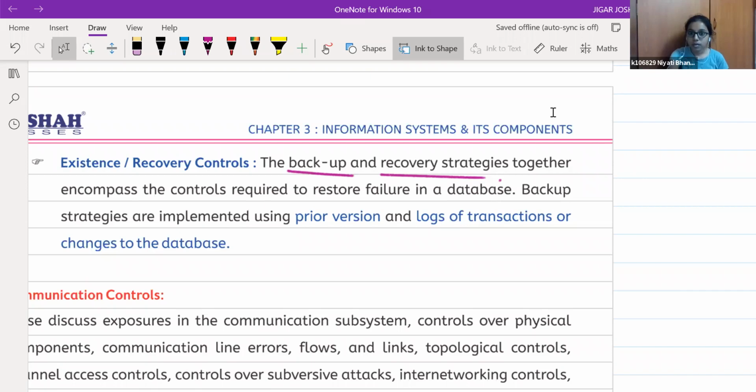Once again, unmute yourself. Yes, Niyati madam. No, you are not yet audible. Sorry. Okay. Let's take the example on Niyati madam.